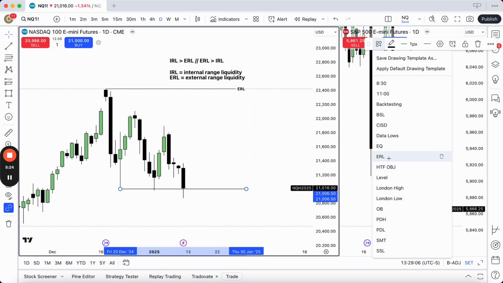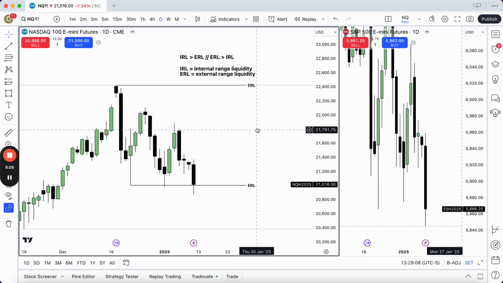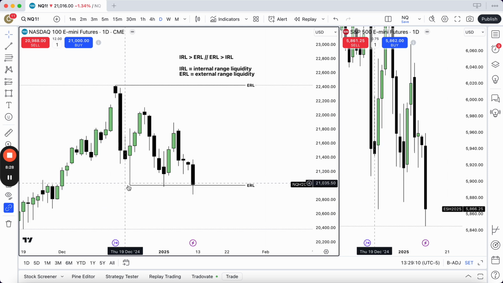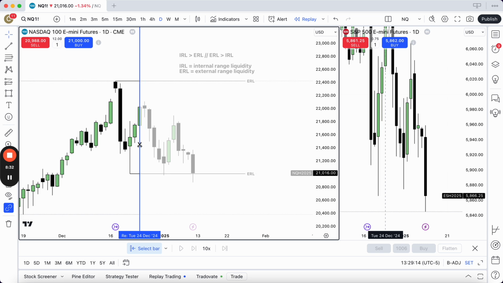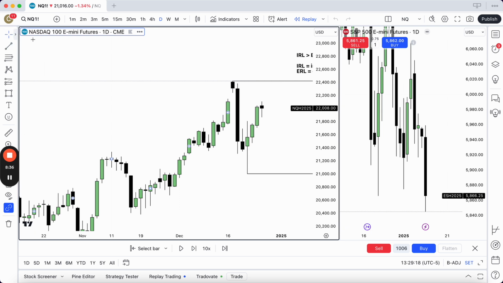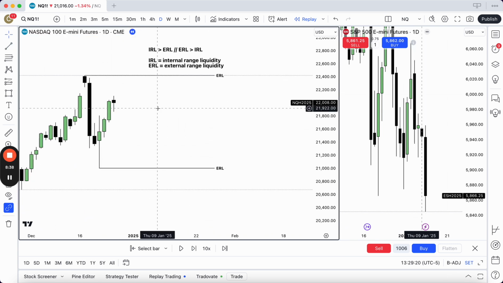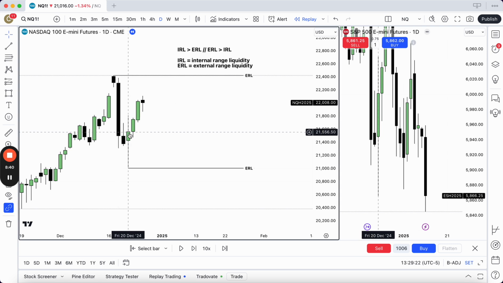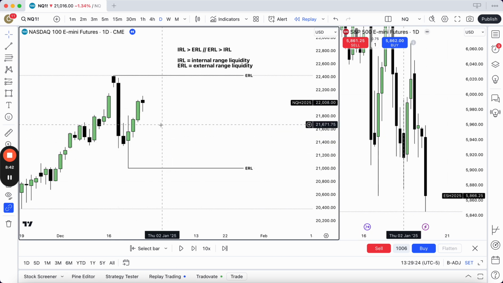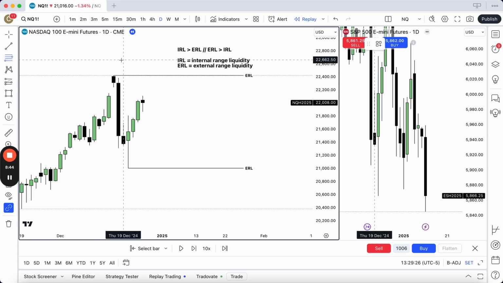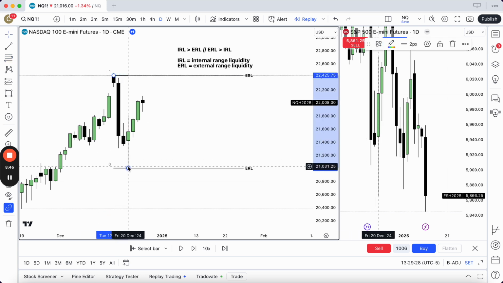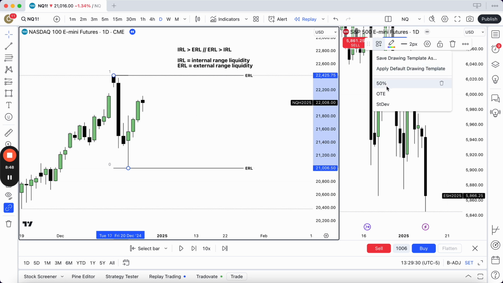So we have these two external range liquidity points. This is all we have. Imagine that price hasn't done this yet. All right, so this is all we have. How do we find the internal range liquidity that would be valid? Well, first thing we do is take the 50% fib and draw it out for the range.